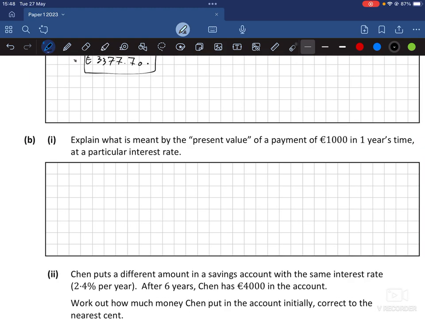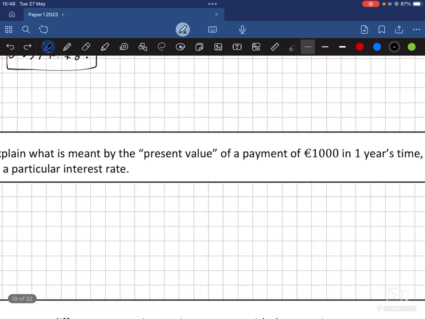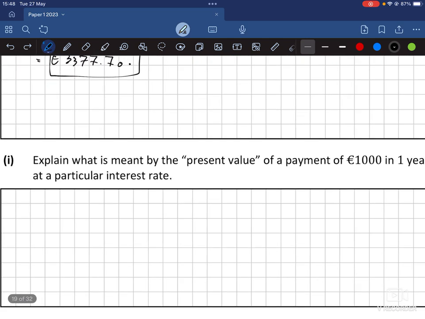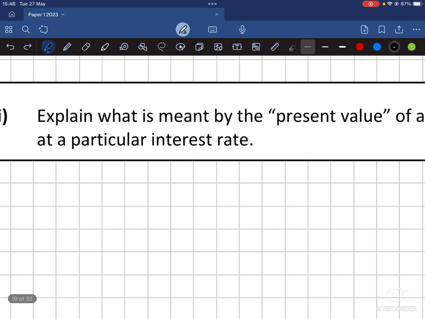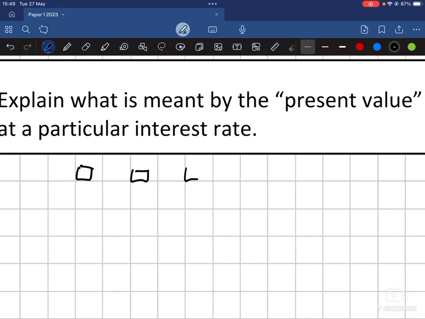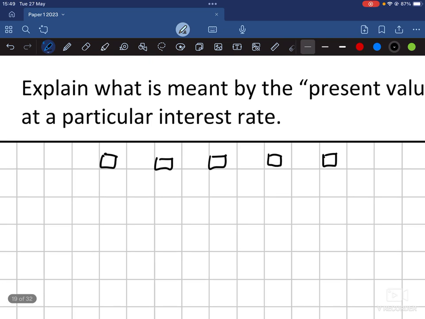Then the next part is one of the English questions. We're asked to explain what is meant by the present value of a payment of 1,000 in 1 year's time at a particular interest rate. So I talked a bit one of the days we did financial maths about this, and I said basically when you're paying back a mortgage, or a loan, think of the money in these boxes. Let's suppose we have 5 payments. So let's just say we have a 5-year mortgage, and at the end of every year you make one of these payments. So you put the money in this box.